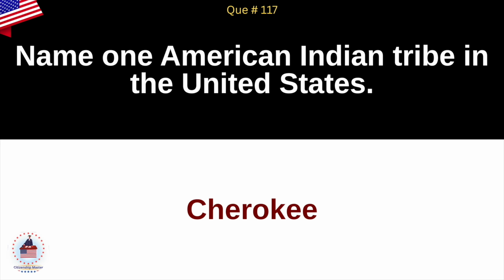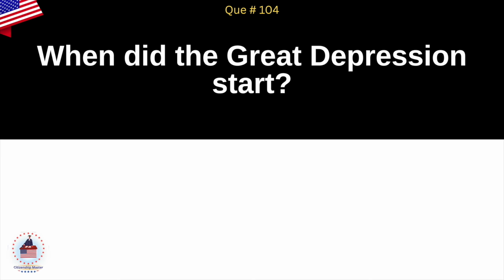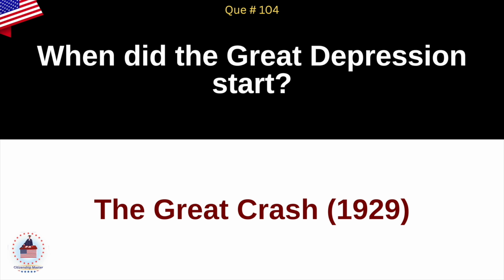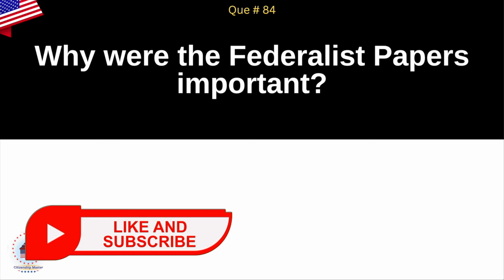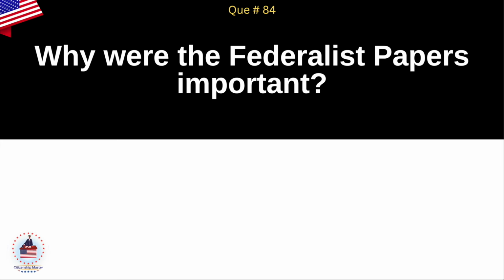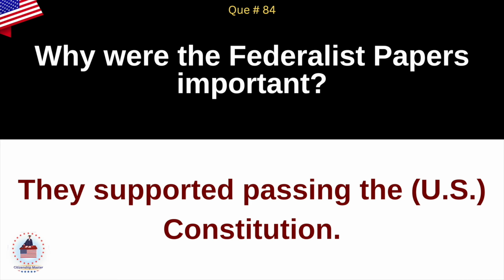Cherokee. When did the Great Depression start? The Great Crash, 1929. Why were the Federalist Papers important? They supported passing the U.S. Constitution.